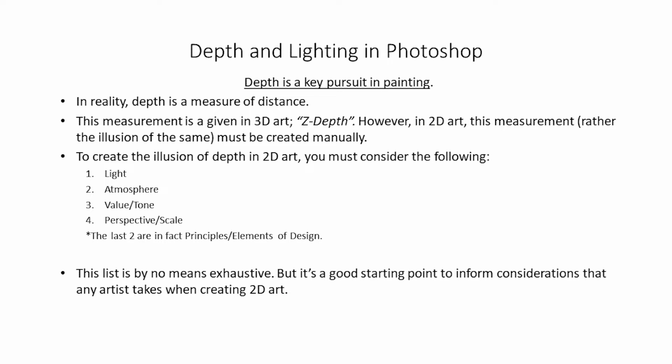When we look at depth and lighting in Photoshop, we consider the fact that depth is a measure of distance. This measurement is a given inside of 3D art. The term Z-depth must be familiar to you by now. But in 2D painting or 2D animation, 2D art, depth is an illusion. It is something that we as 2D artists must create. It is not given to us as it is in 3D.